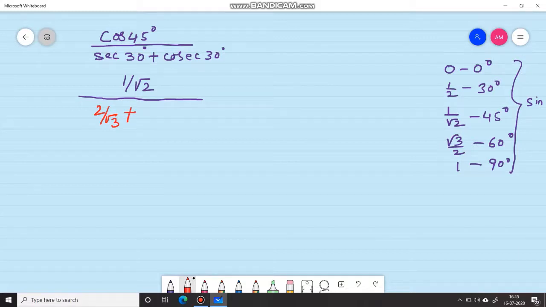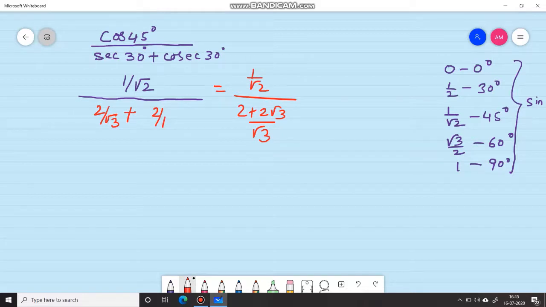Now what is cosec 30? Cosec 30 means 1 by sin 30. Your sin 30 is how much? 1 by 2. So cosec 30 will be equal to 2 by 1. So what will be the result here? 1 by root 2 divided by, if you find out the LCM, it will be root 3, and you will be left with 2 plus 2 root 3. You can see here 2 by root 3 plus 2 by 1. So root 3 will come down. So 1 into 2, 2 and root 3 into 2, 2 root 3.